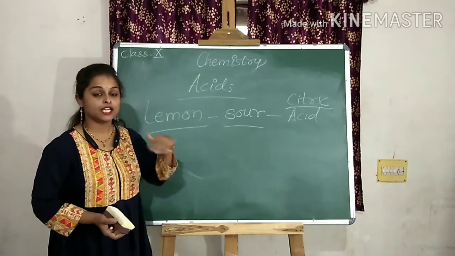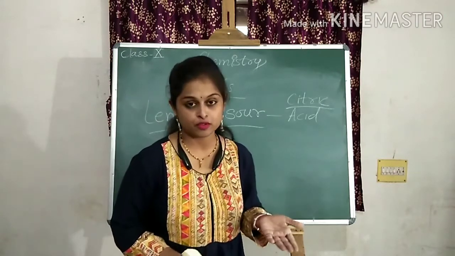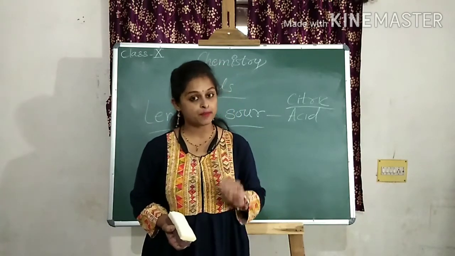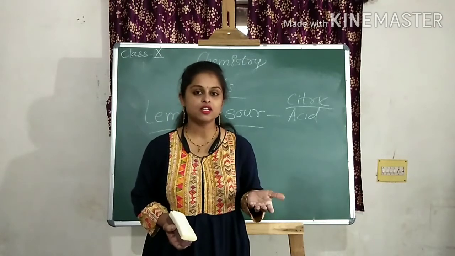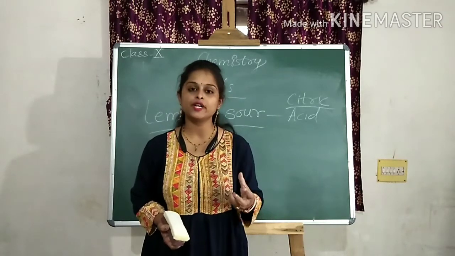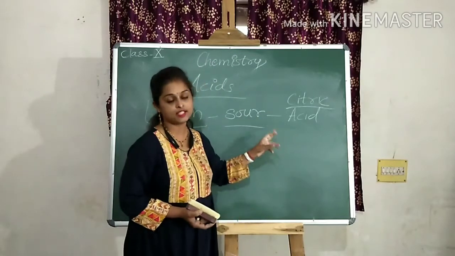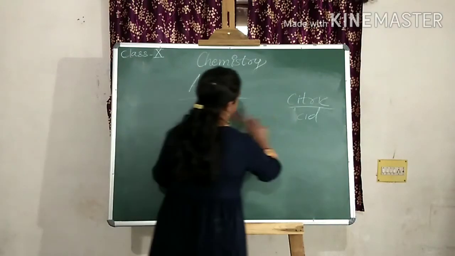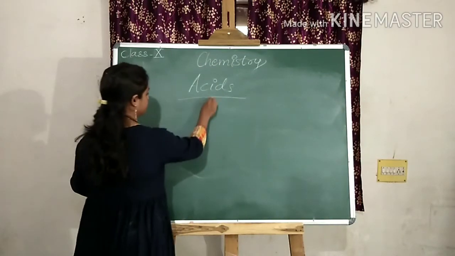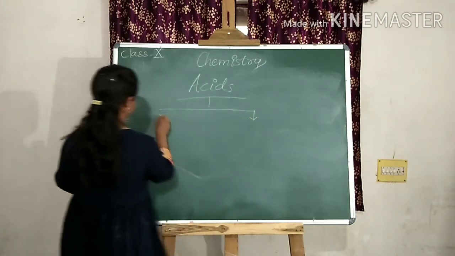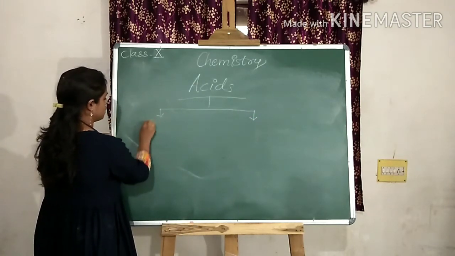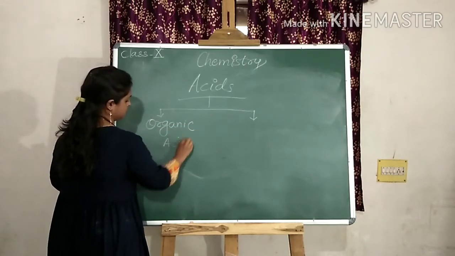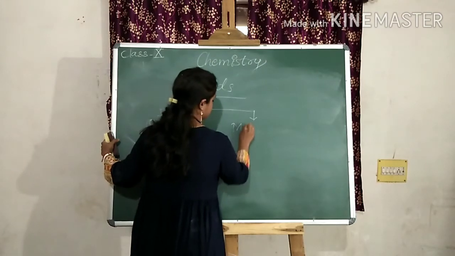In this way there are a variety of fruits which contain citric acid, like orange and unripe grapes. These fruits are sour in taste. There is a presence of citric acid in short. Now there are 2 types of acids. These are organic acids and mineral acids.